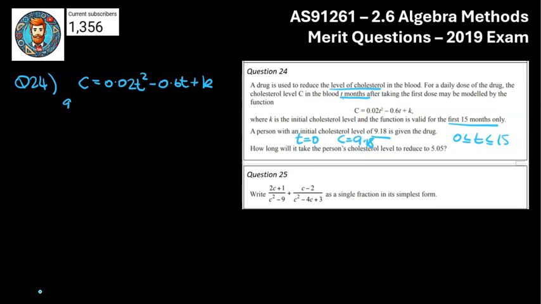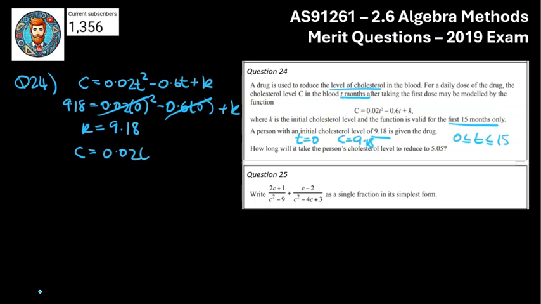So we're going to have 9.18 equal to 0.02 times 0 squared minus 0.6 times 0, plus k. That and that is 0, which means k is equal to 9.18. So let's jot that down: K is equal to 9.18, which means my entire function for cholesterol levels can be modeled by C equals 0.02t squared minus 0.6t plus 9.18.